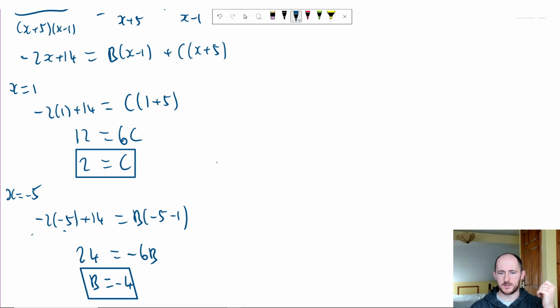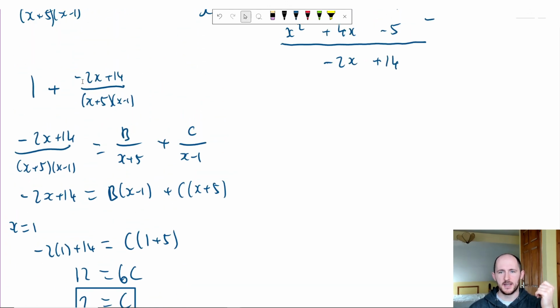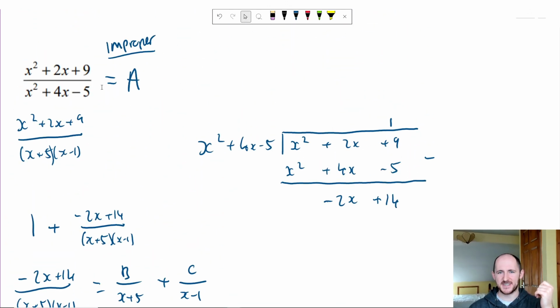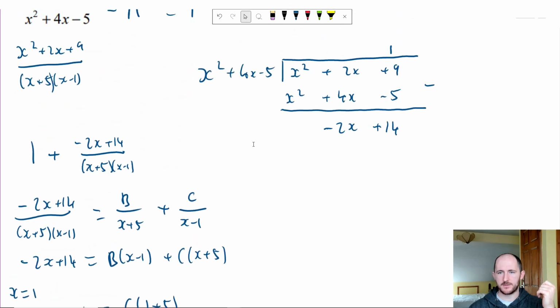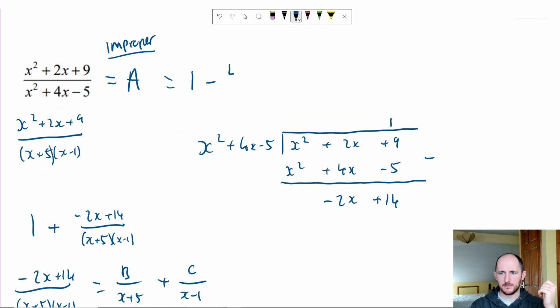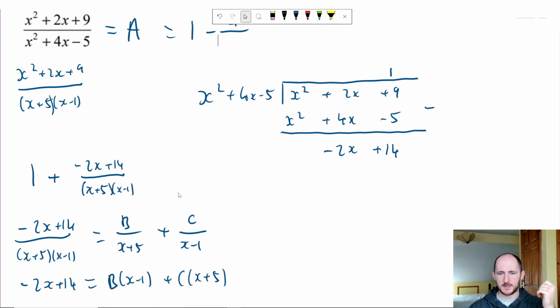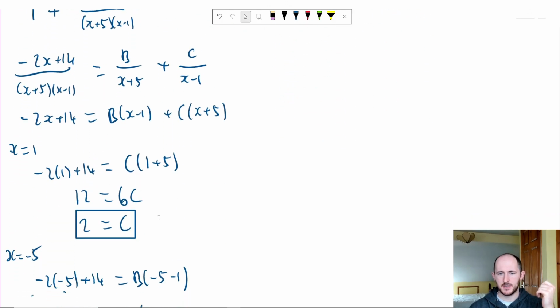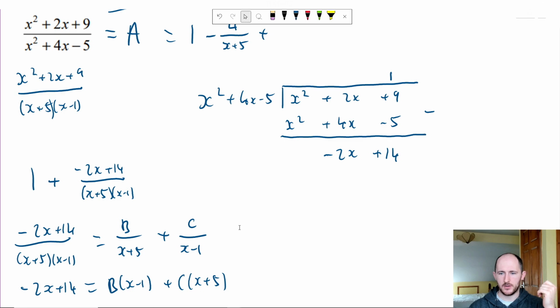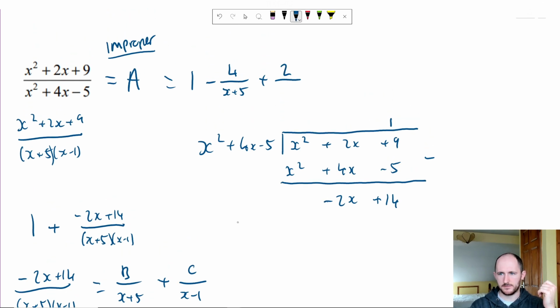So our full answer is, oh, I made a parallelogram, when we equal this, it equals 1 minus 4 over x plus 5 plus 2 over x minus 1. Like that. So again, not too bad.